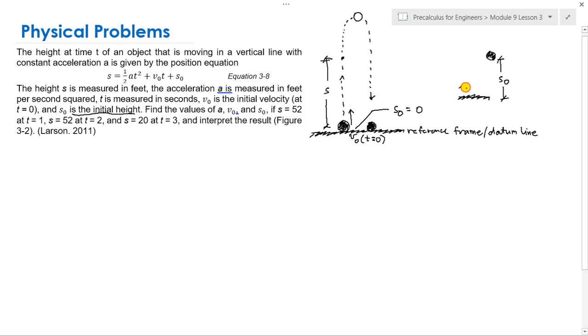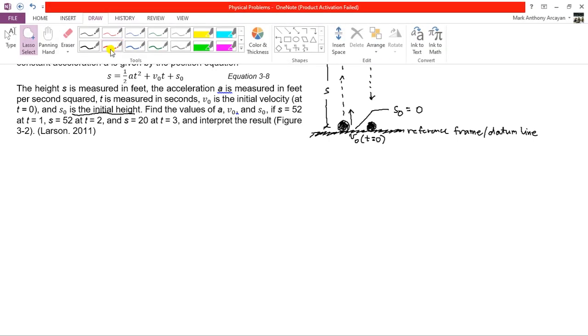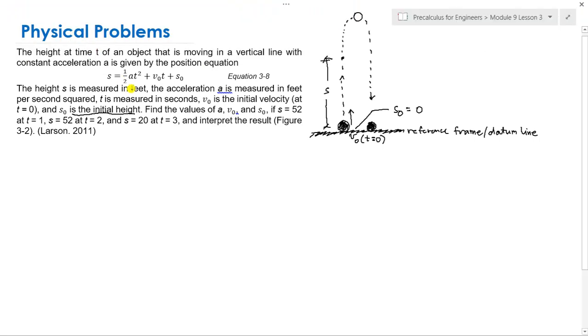But if your object is here, what is your height here? Your s naught here is equal to 0, because it is on your reference frame. So that is the reference frame, class. Since I drew the reference frame here, the height there is 0. So basically that is our s naught, the initial height. So the initial height depends on your reference frame.